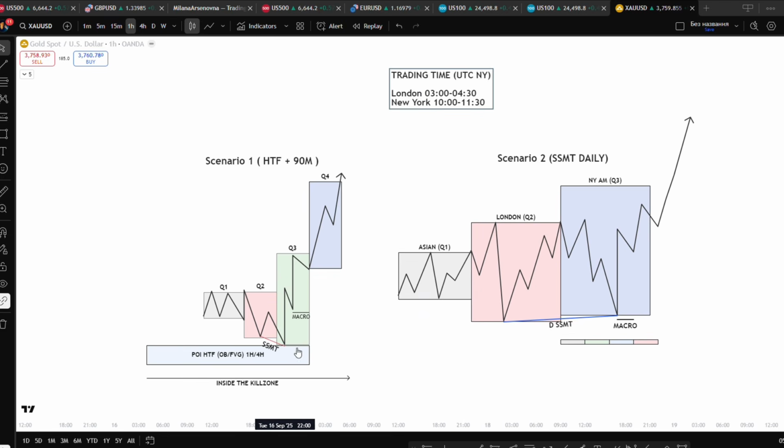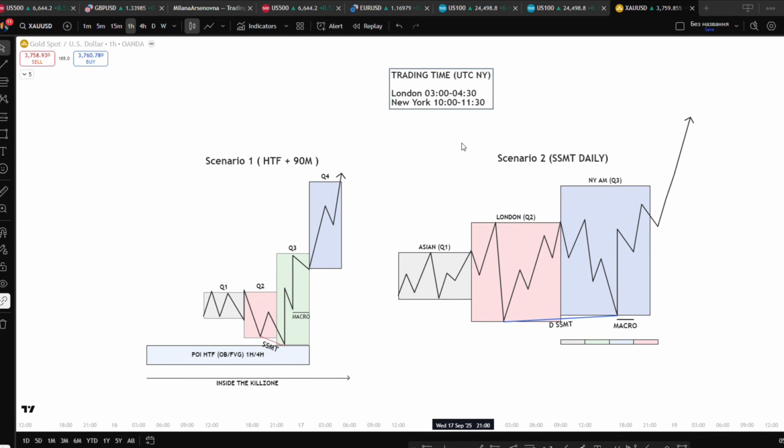My primary focus is usually on sequential SMT divergence in the third quarter. For example, if you are trading the London session, the 90-minute third quarter is from 3 AM to 4:30 AM. For the New York session, it's from 10 AM to 11:30 AM New York time.